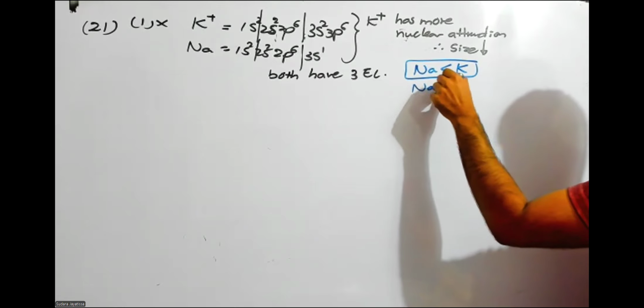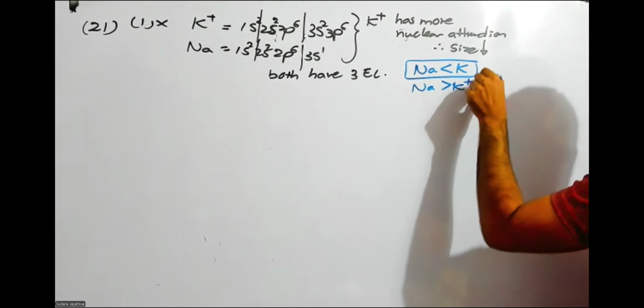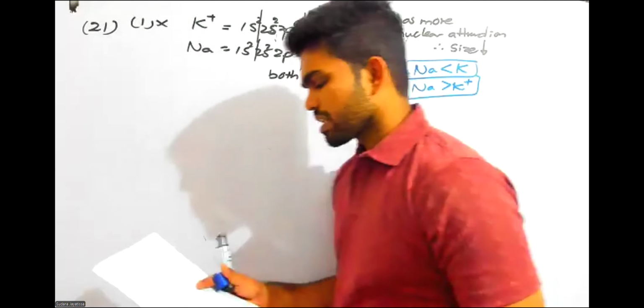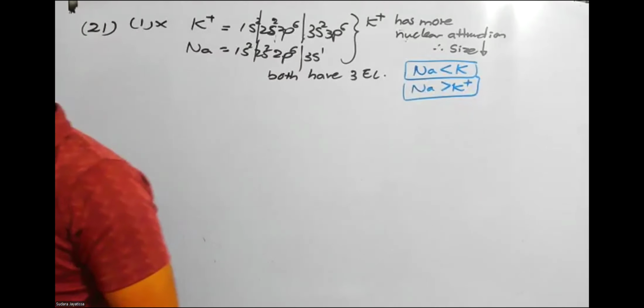Now, if they say sodium is smaller than potassium, that is correct. But sodium is larger than potassium plus. So remember this as a fact. It's a good point to study. The statement says the effective nuclear charge of sodium is higher. No, it's wrong.